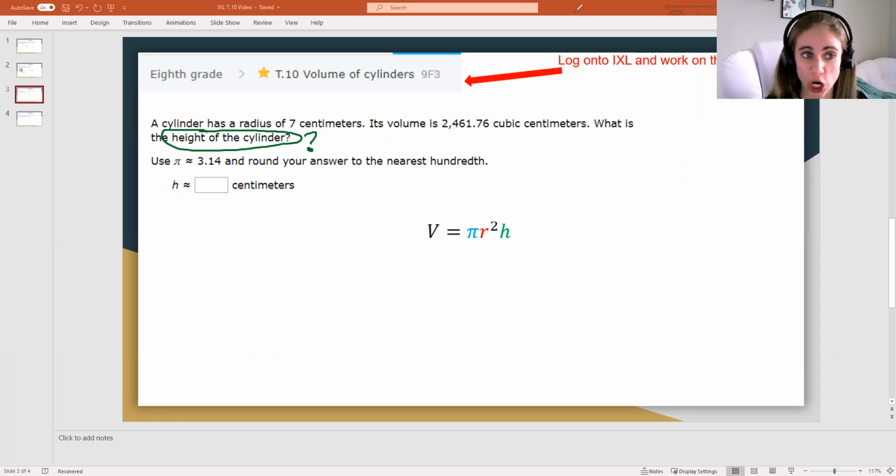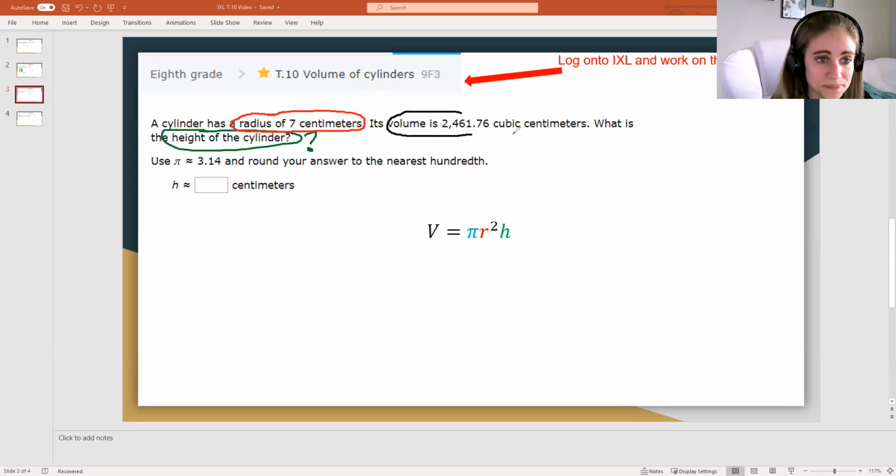And yes, we do have a large number, but remember, you have a calculator, so it makes it a little bit easier. All right, even though my work is a little different, my initial step is still the same. I need to identify the information I'm given. And the information I'm given is that it has a radius of 7, a volume of 2,461 and 76 cubic centimeters. That's a mouthful. And once again, we are using the approximate 3 and 14/100 for pi.